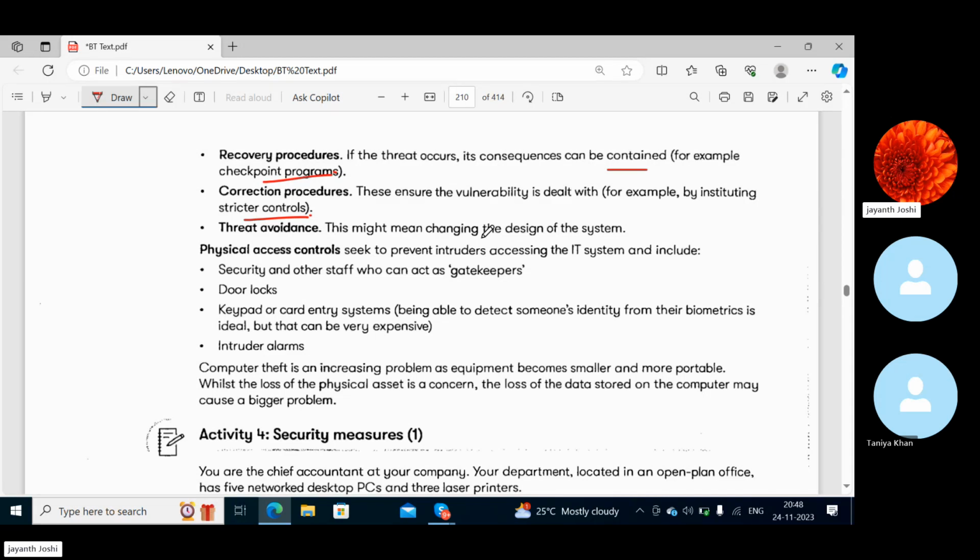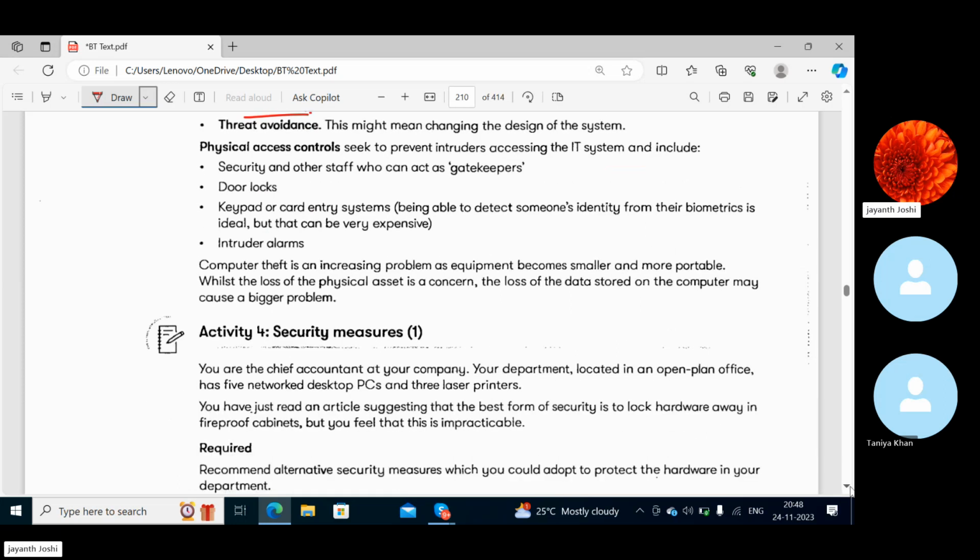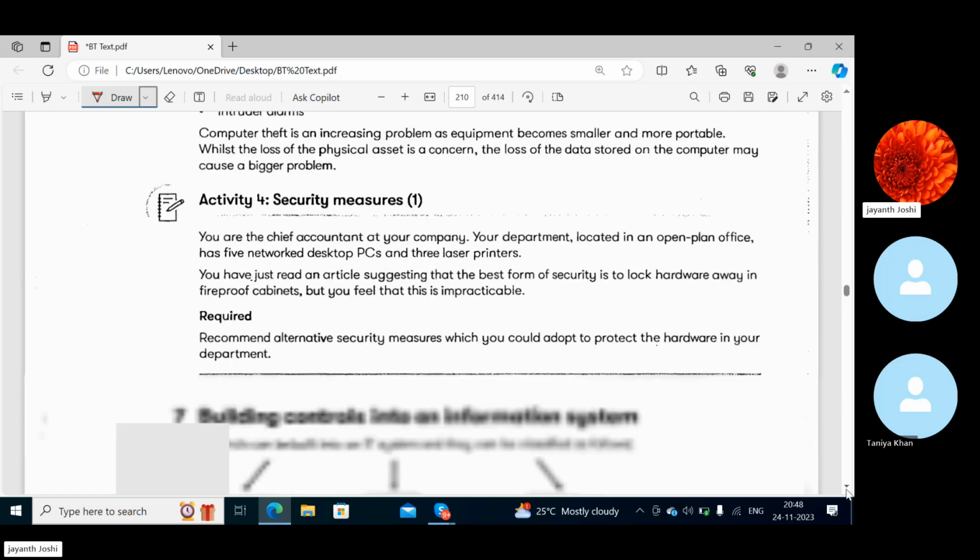Computer theft is an increasing problem as equipment becomes smaller and more portable, while the loss of physical assets is a concern. The loss of data stored on a computer may cause a bigger problem. Sometimes the entire machinery or computer itself is not as important as the data is. If you lose your phone, you're not worried about the loss of money. I'm not saying that. If I prioritize, the first priority will be the data which you lose, and second the money, right? The data is that important.